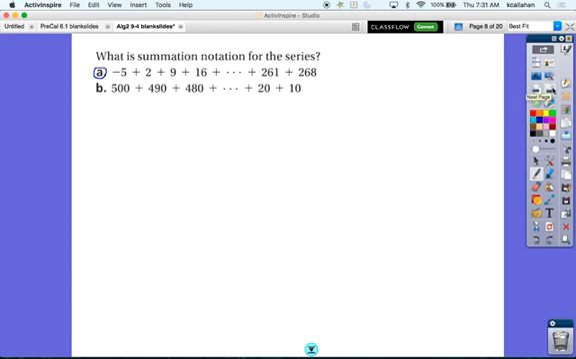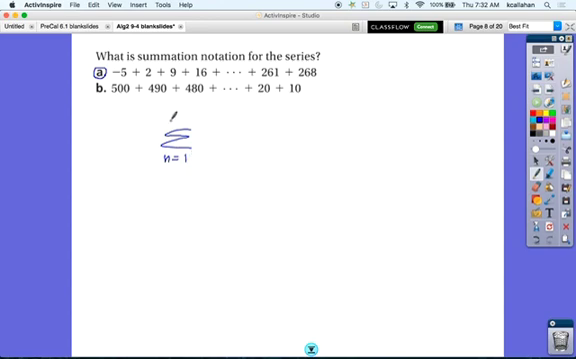So what is the summation notation for the series? Okay, so first, we know the parts of this thing here. I've got to have a summation. It's going to say n equals. Now, if you have to come up with this on your own, then most of the time you probably just want to say n equals 1 is going to be my starting point.